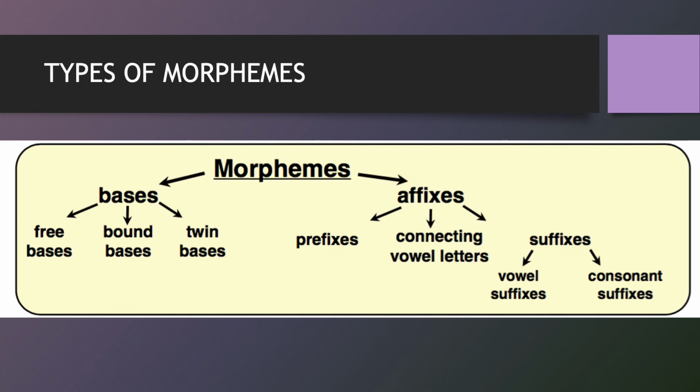Affixes also have three types: prefixes, connecting vowel letters, and suffixes. Prefixes are fixed to the beginning of words. Suffixes are fixed to the end of words. Some suffixes begin with vowels, some begin with consonants. And then we have connecting vowel letters like the O in morphology, which joins the M-O-R-P-H and the L-O-G-Y.